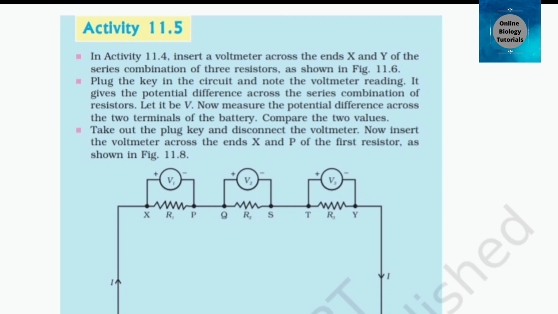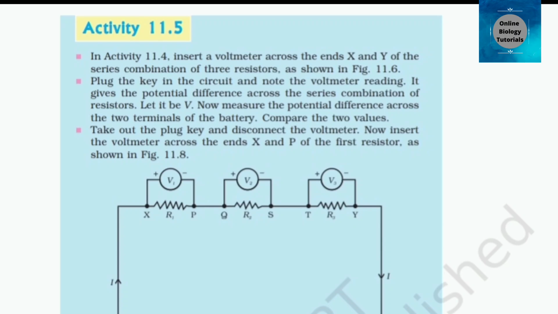Activity 11.5. In activity 11.4, insert a voltmeter across the ends X and Y of the series combination of three resistors, as shown in figure 11.6. Plug the key in the circuit and note the voltmeter reading. It gives the potential difference across the series combination of resistors. Let it be V. Now measure the potential difference across the two terminals of the battery. Compare the two values. Take out the plug key and disconnect the voltmeter.